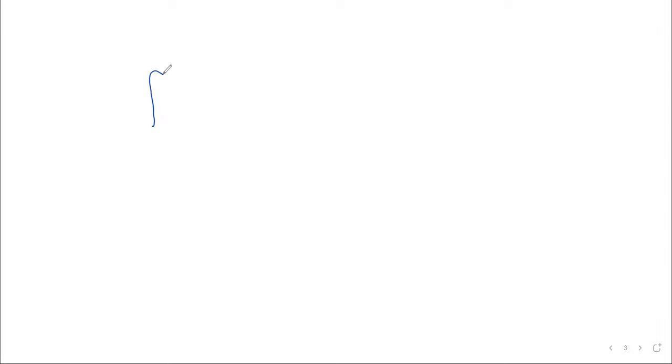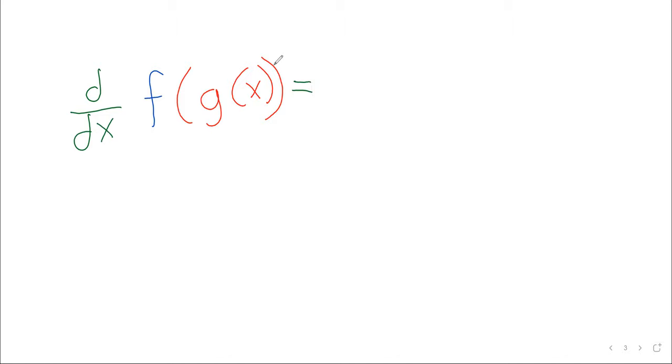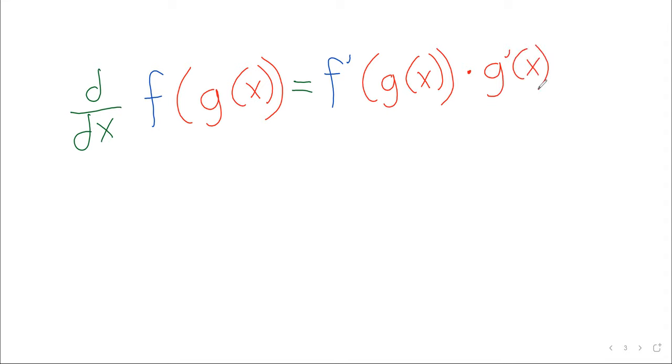The chain rule says that if you have a composition, if you have one function stuck inside of another function, and you want to take the derivative of that, well, you take the derivative of the outside function. You stick the inside function inside of it, and then you get another term from that inside function. You get the derivative of the inside function, and these are all being multiplied together.